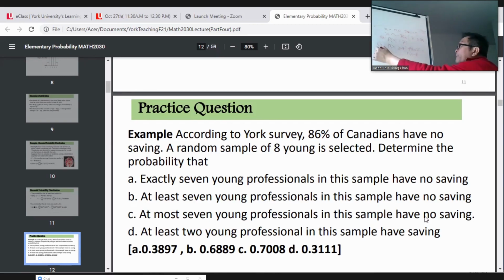Okay. C, at most 7. At most 7 means maximum 7. So if you use the traditional way, X equal to 0 plus X equal to 1 until what? X equal to 7. There is a lot of work to do. Yes or no? So now we do 1 minus X equal to 8. Yes or no?